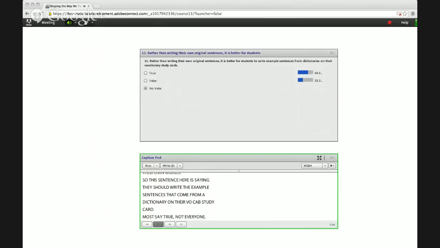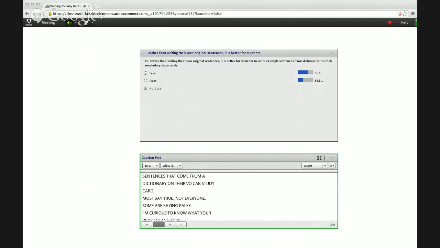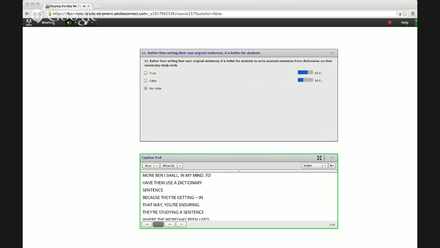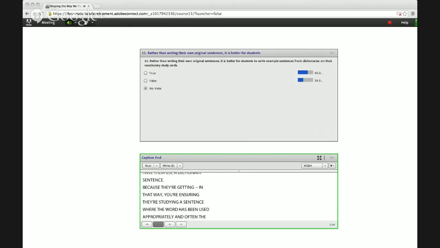This is a question that I've kind of had to struggle with a little bit as a teacher, because I want to give my students as much practice as possible writing their own sentences with their target vocabulary. But I would say if you're using the word square as a study guide, then it would be more beneficial in my mind to have them use a dictionary sentence, because that way you're ensuring that they're studying a sentence where the word has been used appropriately, and often the dictionary sentences contain really useful examples that help our students understand things even better.